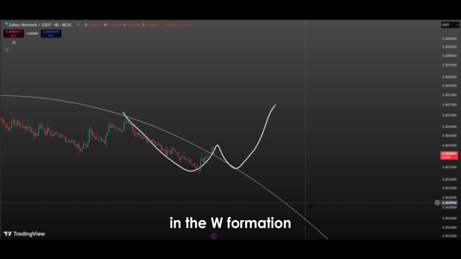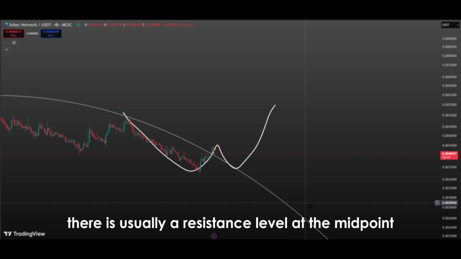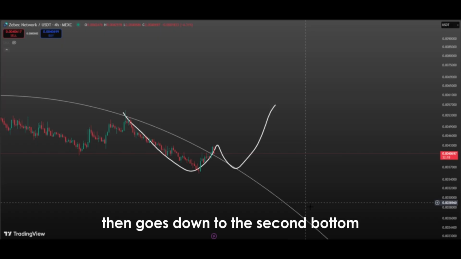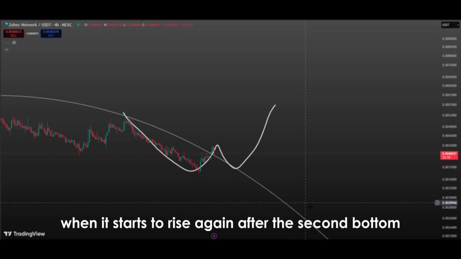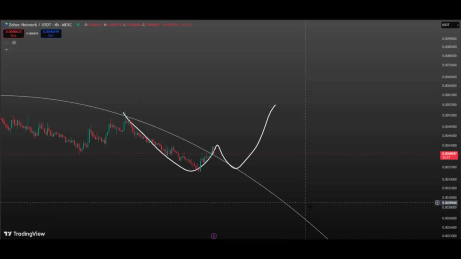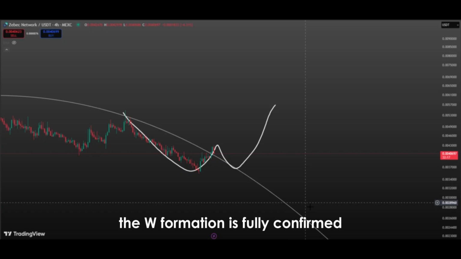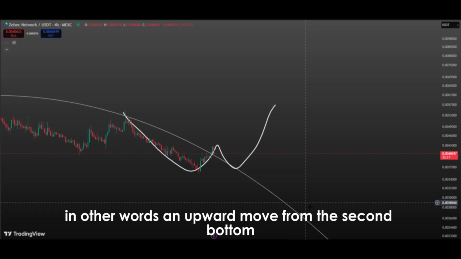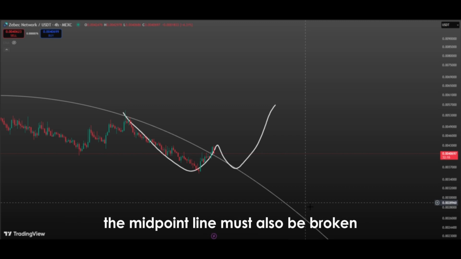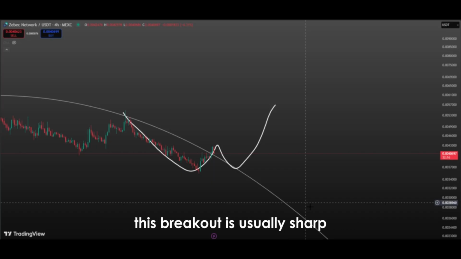In the W formation, there is usually a resistance level at the midpoint. After the first bottom, the price rises to a certain level, then goes down to the second bottom. When it starts to rise again after the second bottom, that midpoint resistance becomes very important. If the price breaks this level, the W formation is fully confirmed. In other words, an upward move from the second bottom alone is not enough. The midpoint line must also be broken. This breakout is usually sharp because investors watching that level see that the formation is complete and buy collectively. This drives the price up quickly.